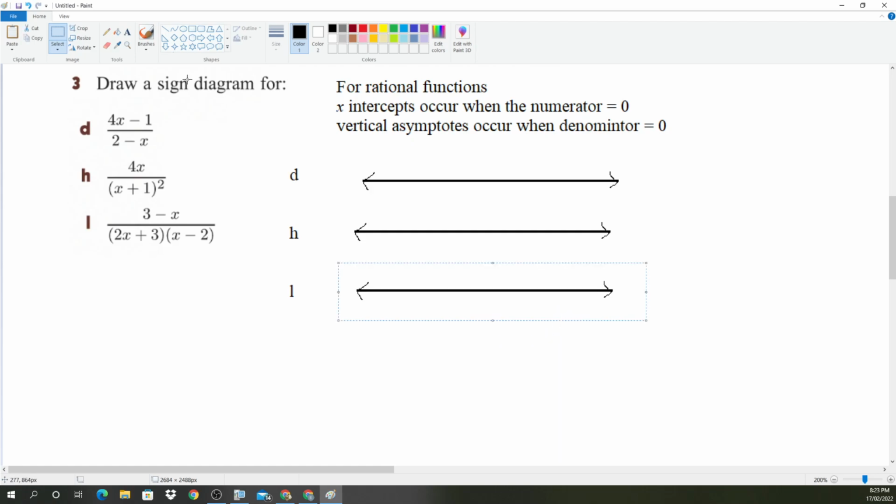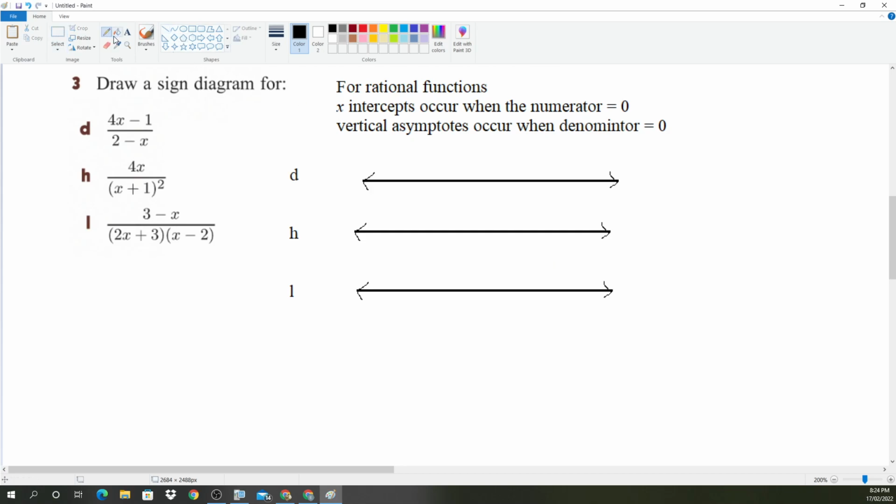Now, in question 3, these are what we call rational functions, in that you have a fraction of a function on top of another function. Now, the key points of interest are when the numerator is 0 and the denominator is 0. They have very different consequences. If the numerator is 0, you end up with an x-intercept because y equals 0. If the denominator equals 0, you have a problem. That's called a vertical asymptote because it's undefined. You can't divide by 0. You end up approaching infinity.